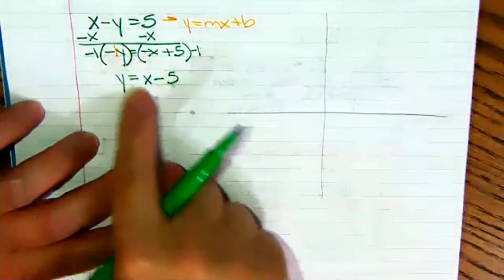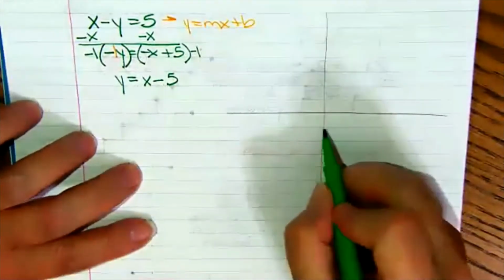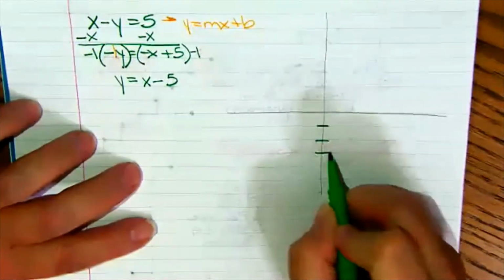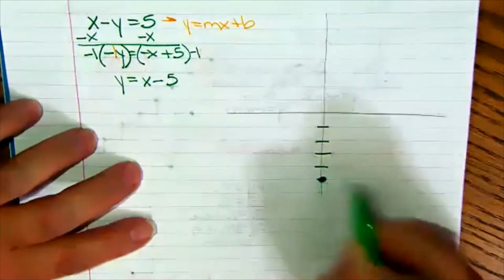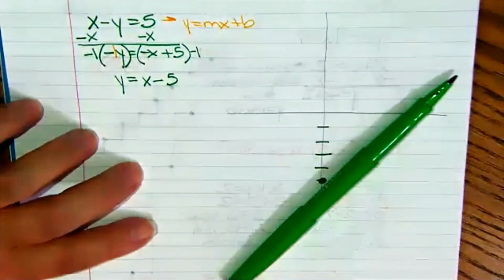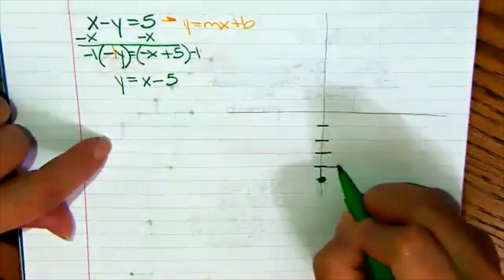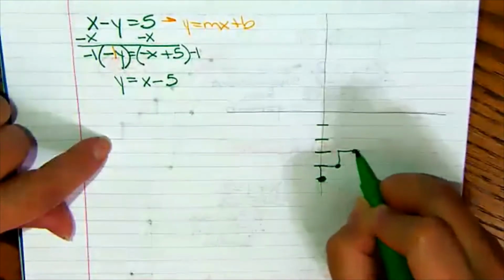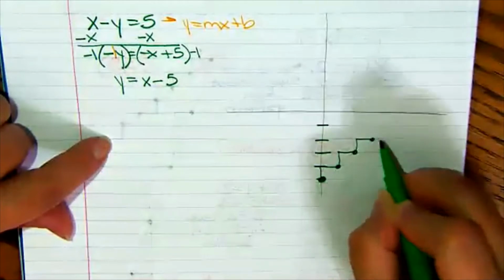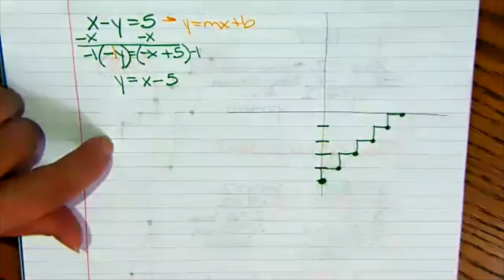I can graph this. So my y-intercept is at -5. My slope is positive, and it's going to be positive 1 over 1. Up 1 over 1. Up 1 over 1. Up 1 over 1. Up 1 over 1. There we go.